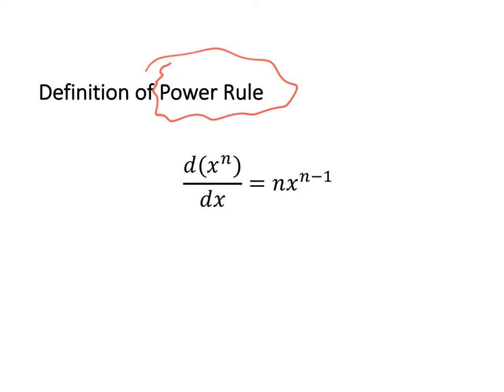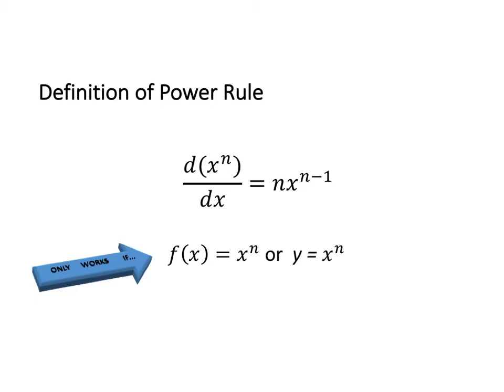that the derivative of x to the n, where n is the exponent, you bring the exponent down in front, that becomes the coefficient, and you decrease the original exponent by 1. So the derivative of x to the n with respect to x is simply equal to nx to the n minus 1.